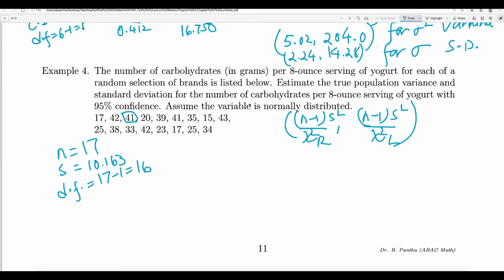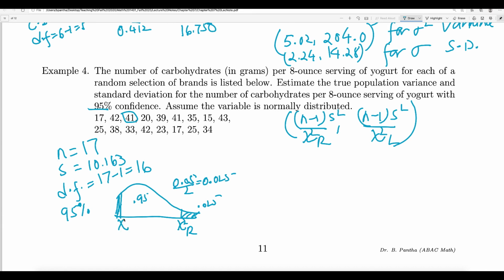So what is the confidence level? It is 95%. So let us make the graph. It is right tail, right? 0.95 is in the middle. So you need to divide that remaining 5%, 0.05, into two ends, that is 0.025 each. This is chi-square right, that's the notation. This notation is chi-square left. We need the right area to the right of that to find this value.